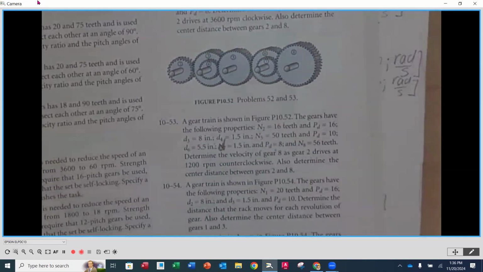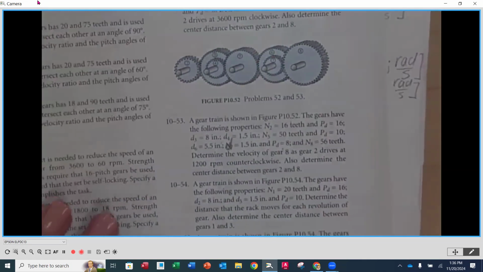So very similar to the last problem that we did. But again, I want to show you how an idler works because it's going to be similar to one of the homework problems that you're assigned.